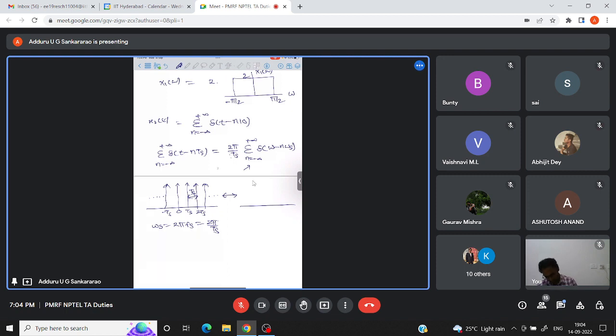So what is omega s here? Omega s is what here for us? 2 pi by ts, and ts is how much? Ts is 10 here, you can see, so 2 pi by 10, so omega s is pi by 5. Okay, that means from this, what do we get, x2 of omega is 2 pi by ts times the sum over n equal to minus infinity to plus infinity of delta of omega minus pi by 5 into n. This is the Fourier transform of x2.